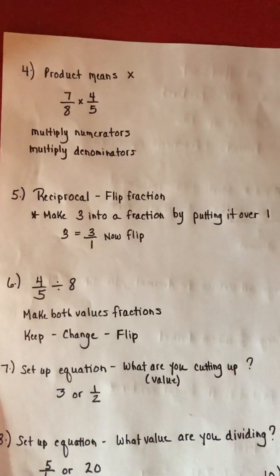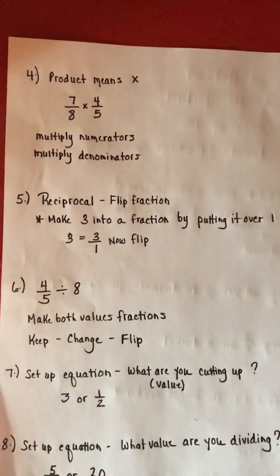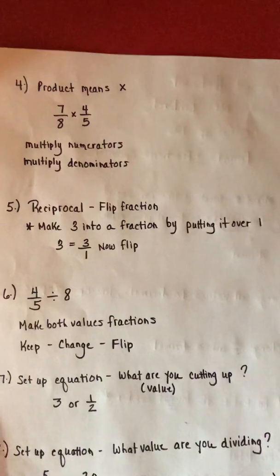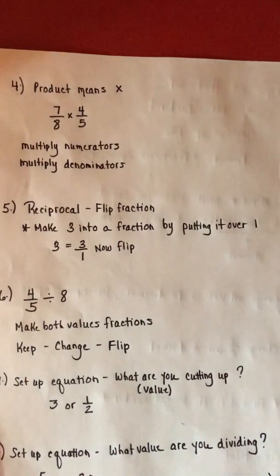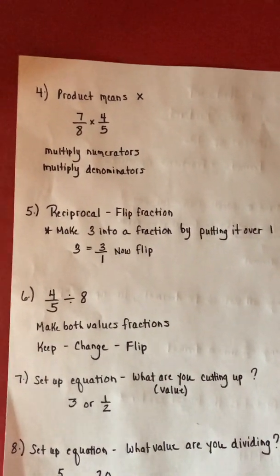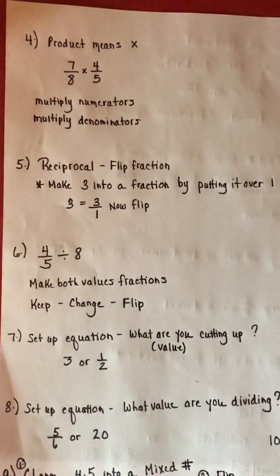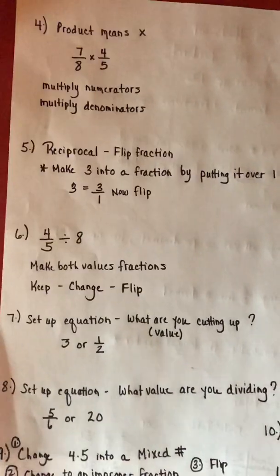Number 6, 4/5 divided by 8. First thing, make both your values into fractions. Again, 8's a whole number. You make it into a fraction by putting it over 1, and then follow that algorithm, keep, change, flip.